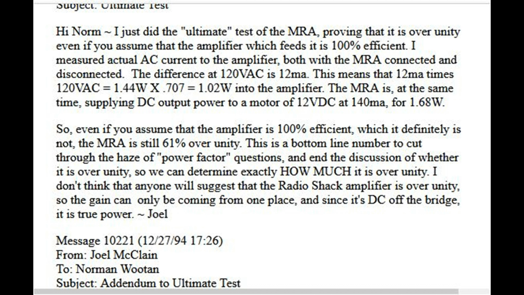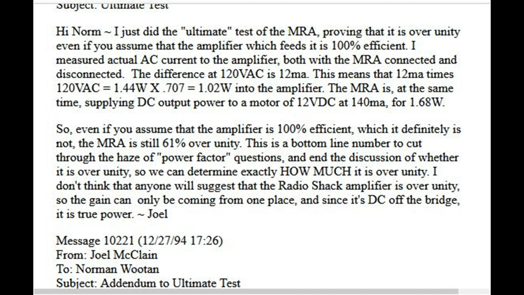So, even if you assume that the amplifier is 100% efficient, which it definitely is not, the MRA is still 61% over unity. This is a bottom line number to cut through the haze of power factor questions, and end the discussion of whether it is over unity, so we can determine exactly how much it is over unity. I don't think that anyone will suggest that the Radio Shack amplifier is over unity, so the gain can only be coming from one place, and since it's direct current off the bridge, it is true power.